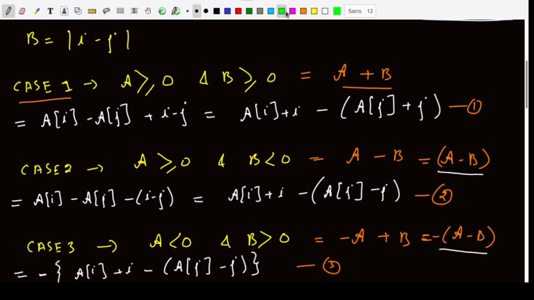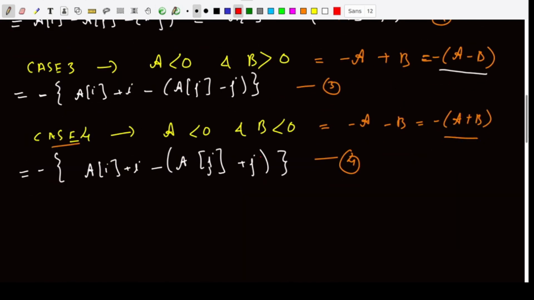So if I want to maximize the value of equation 1, then what I need to do is maximize the value of ai plus I, and minimize the value of aj minus j, right? If I do so, the difference between these two will be the maximum one, isn't it? So case 1 will be expanded in that form. You can intuitively think of it in that way.